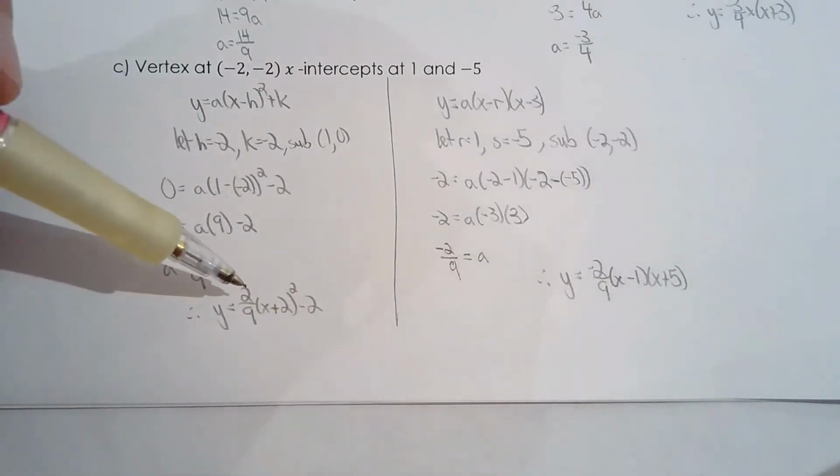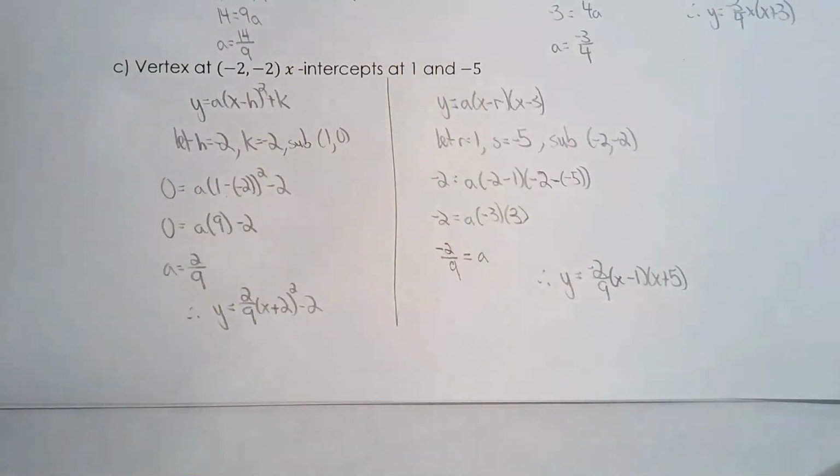One is in standard form, one is in factored form, one is in vertex form. But you know what? They are the exact same equation. They just look different. It's very similar to what you did last year when you did standard form of a line and slope-intercept form of a line. They look very different, but they represent the exact same line. Okay.